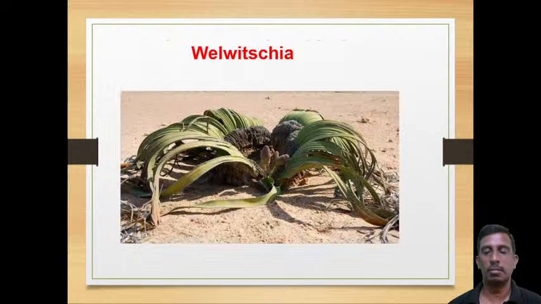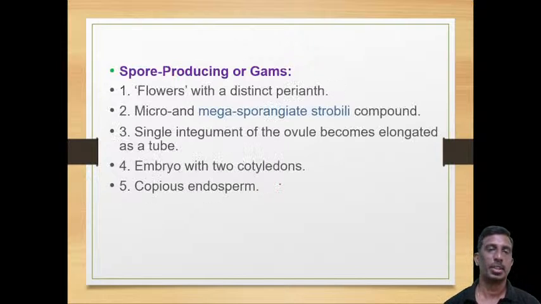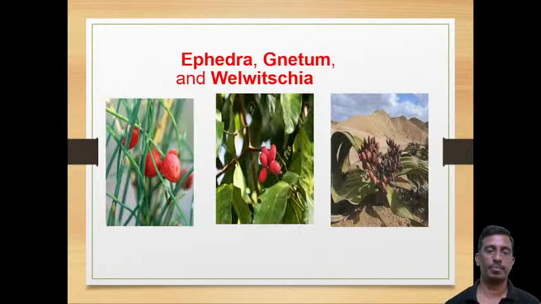So you can see Welwitschia. Vestigial organs, if you see small trees, their leaves are simple, opposite, scale like, long strap. They have true vessels, which produce secondary growth. They have micro and megasporangia. Ovule is covered by single integument. Embryo has 2 cotyledons. Endosperm is present. This is Ephedra, Gnetum, Welwitschia.